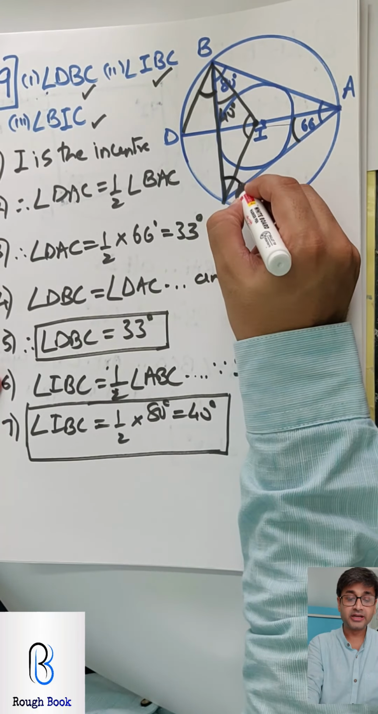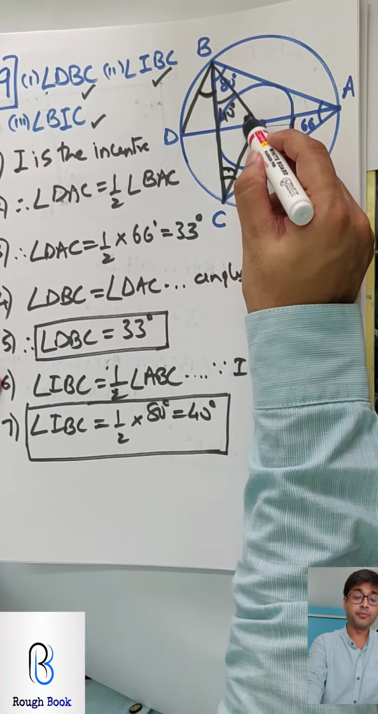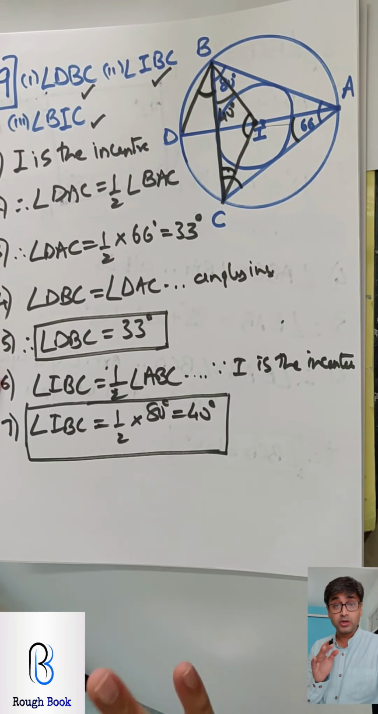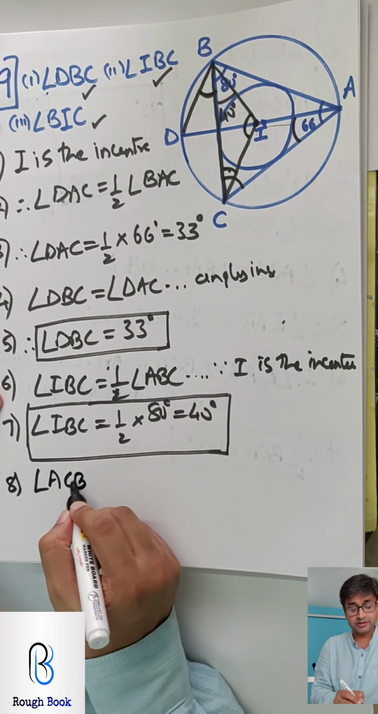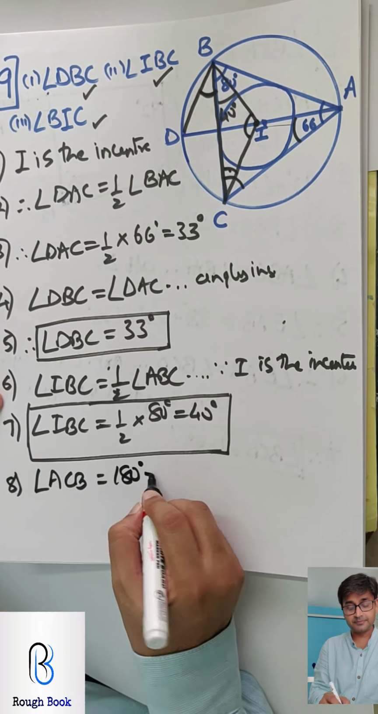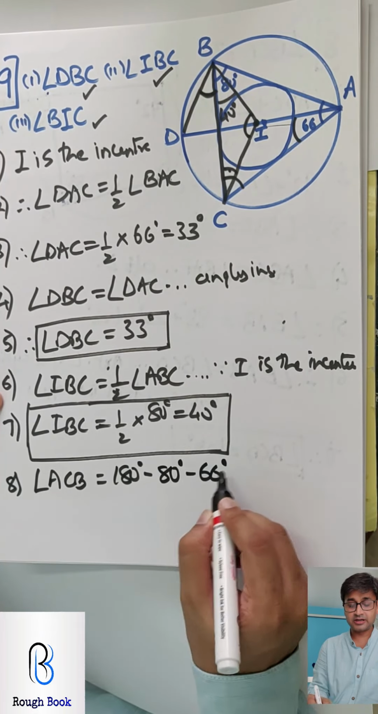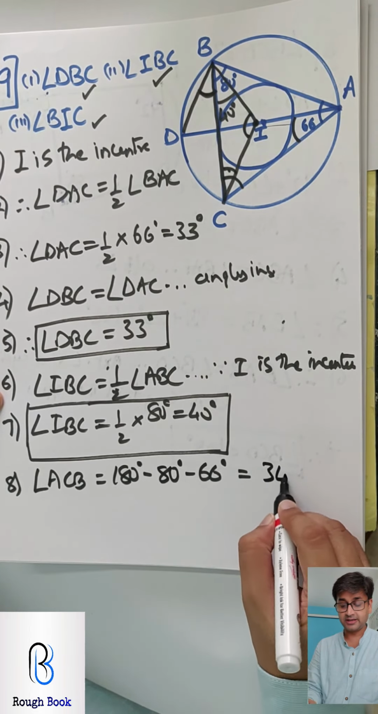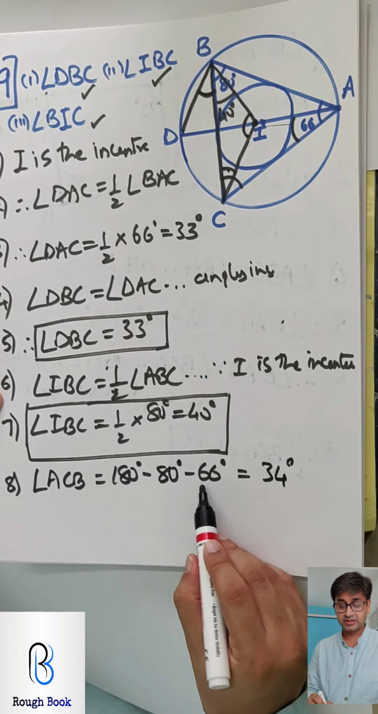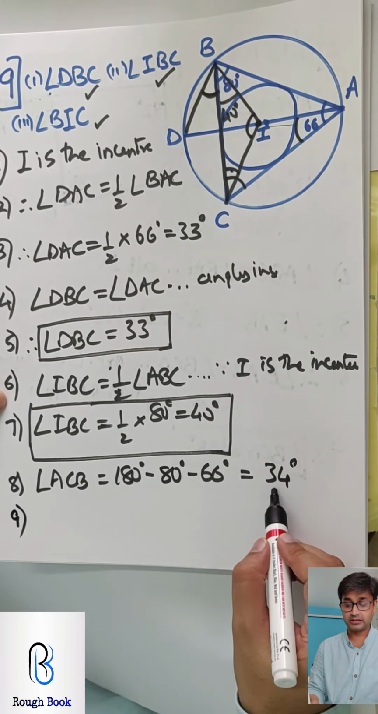Only method: get this angle, half of it get this angle, and then angle sum property, get BIC. That's the only method. So first let's get ACB. So angle ACB is equal to 180 minus 80 minus 66. So that is 146. So 34, I guess. I want to be sure. So 60, 90, 100, 180. Perfect. So I got this as 34.